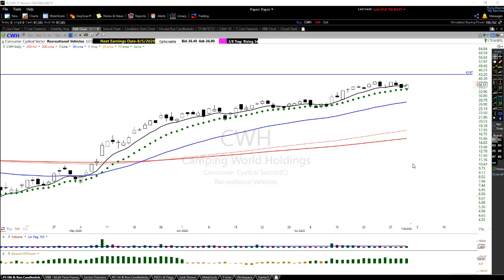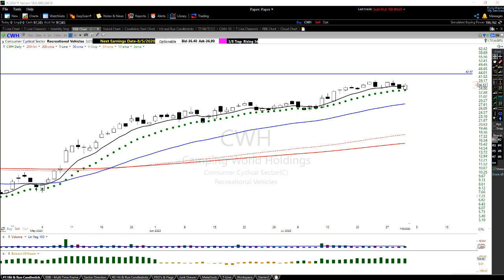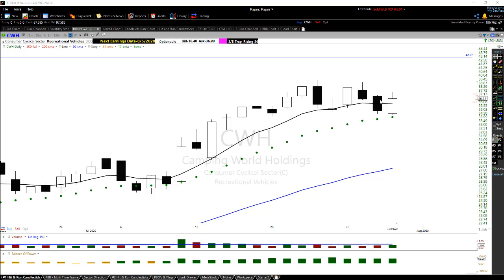You can see the very nice trend it's in. The 50-day is over the 200. The 50's rising. The trend indicator is looking good. And now we have a slight little pullback here, slight little pullback in the chart, with a little bullish harami, actually a bullish piercing candle yesterday.